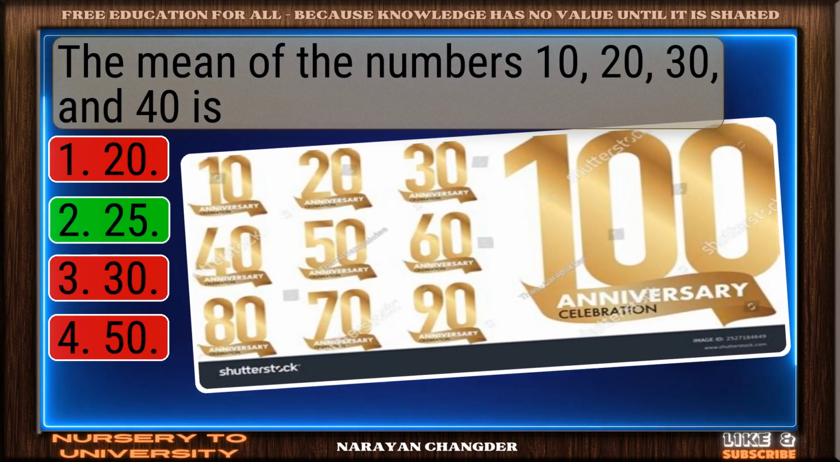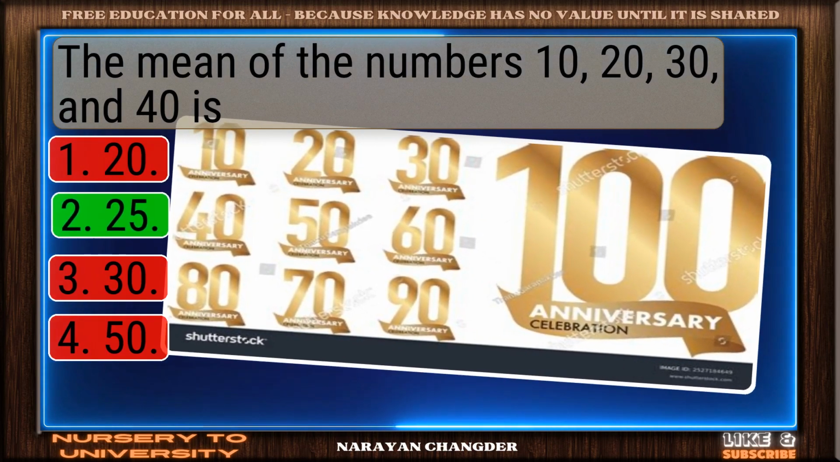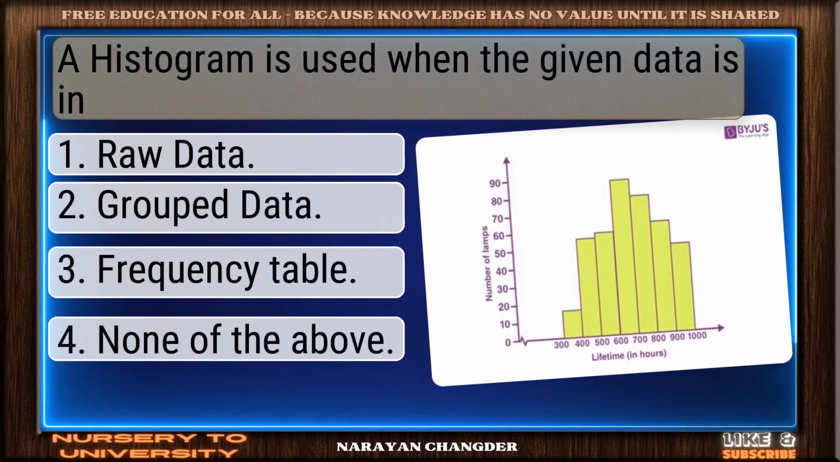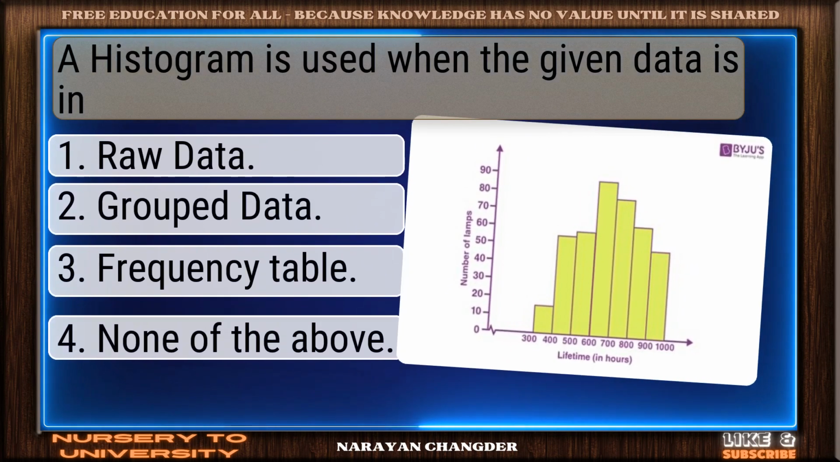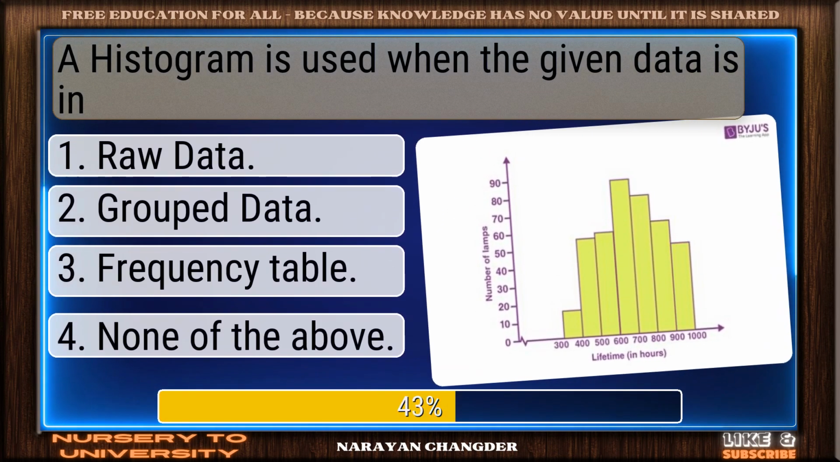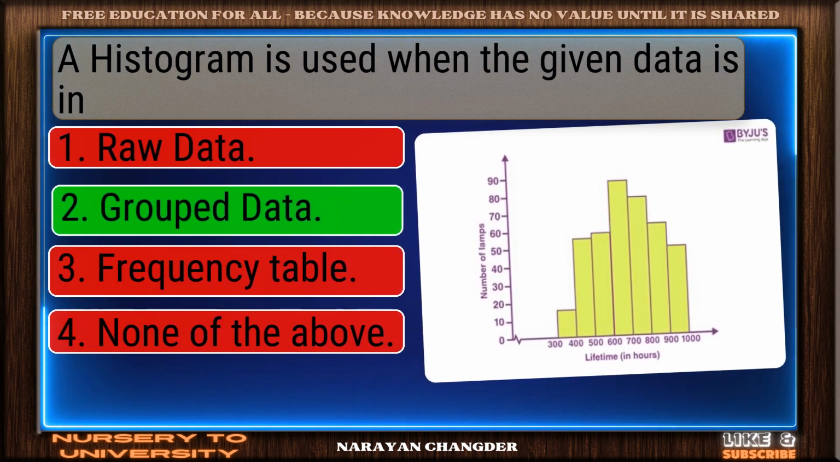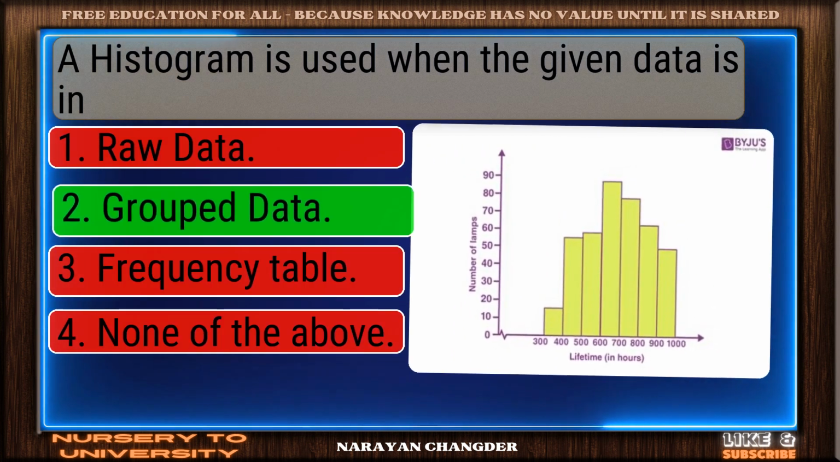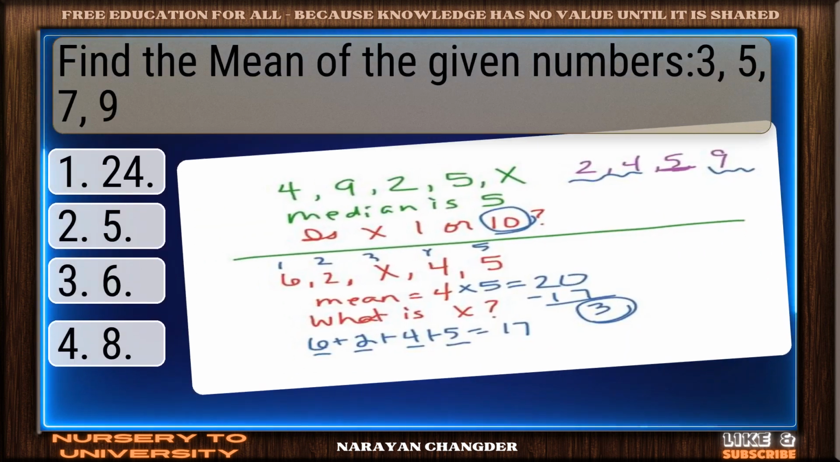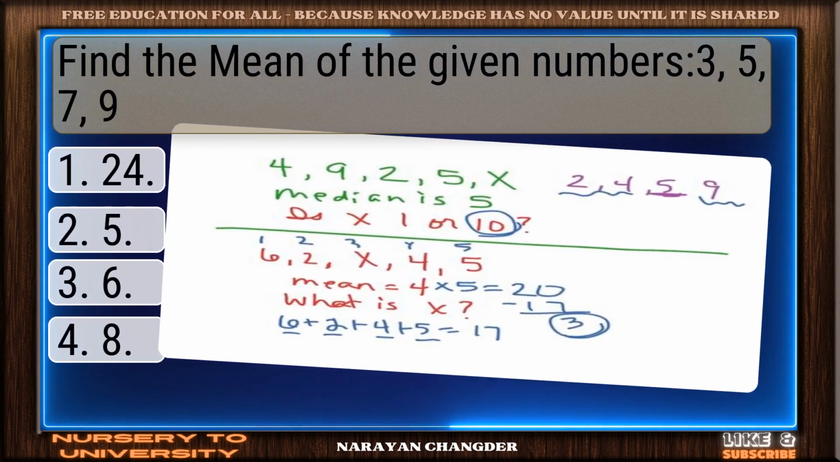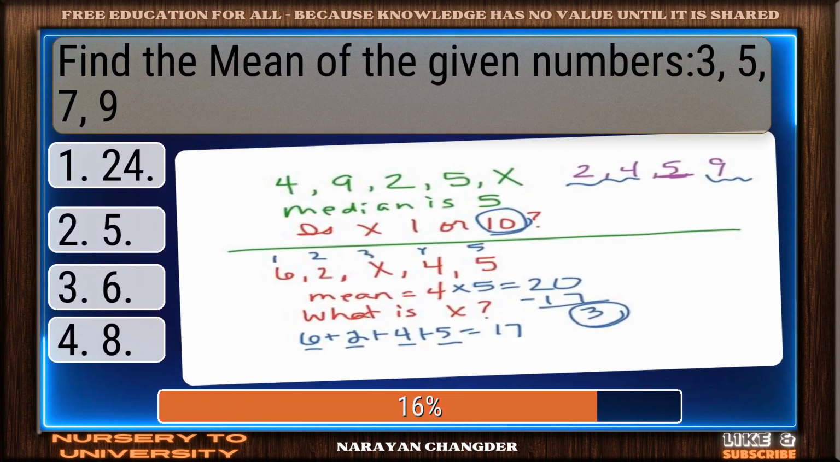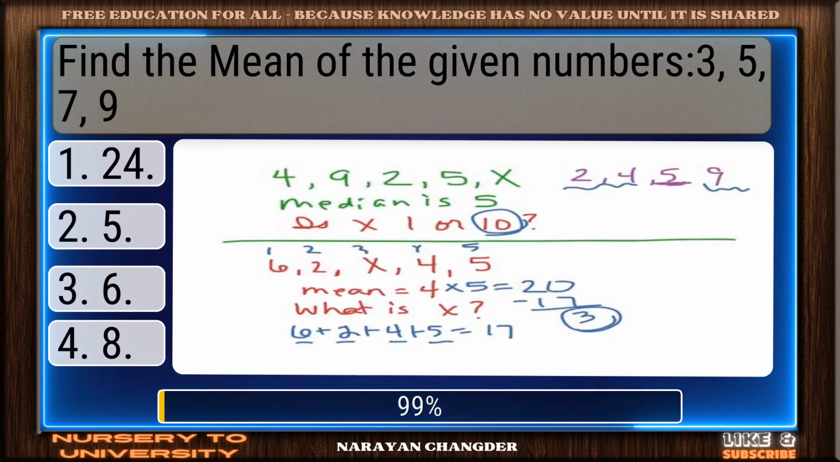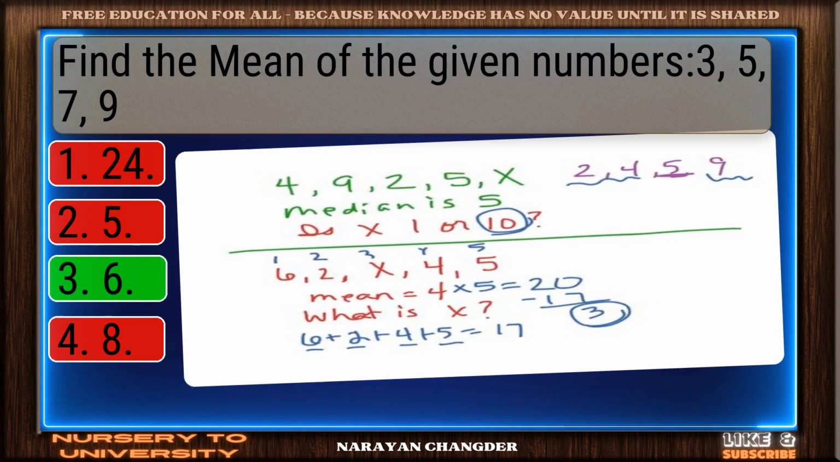Solid response. 25 is a valid choice. Question number 219. A histogram is used when the given data is in. Valid point. Grouped data is true. Question number 210. Find the mean of the given numbers, the 3579. Bravo, 6 is the answer.